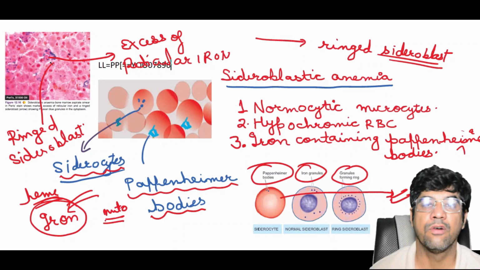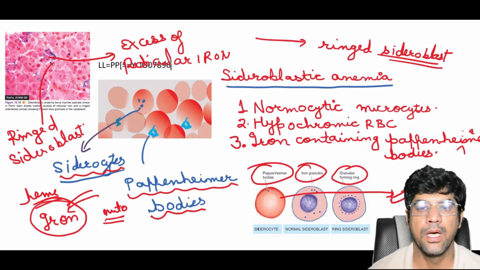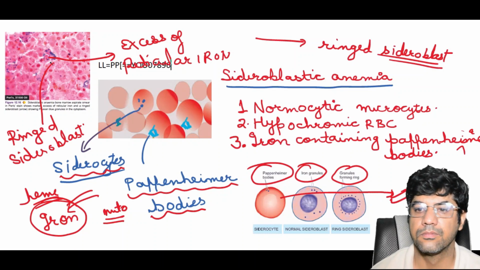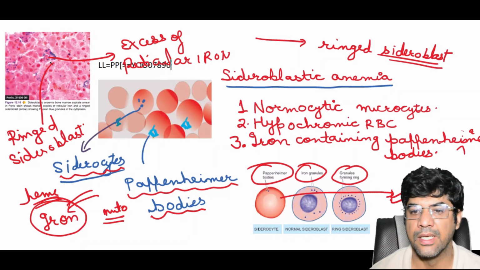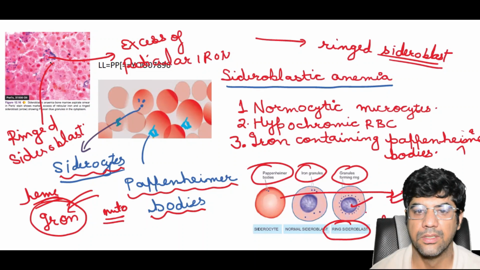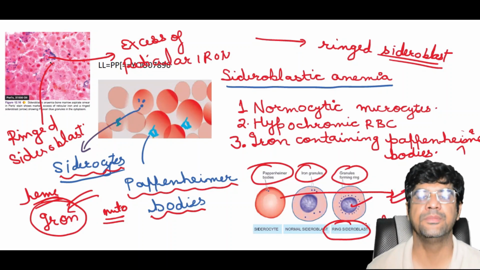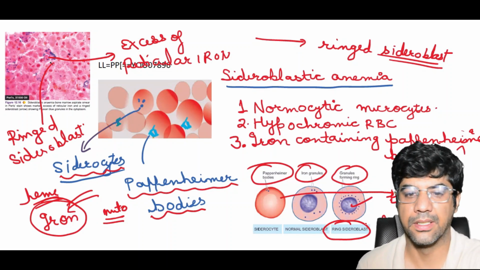Due to the accumulation of iron, mitochondria appear ring-shaped under the microscope. These are known as ring sideroblasts. So the presence of ringed sideroblasts indicates that heme synthesis is disrupted.